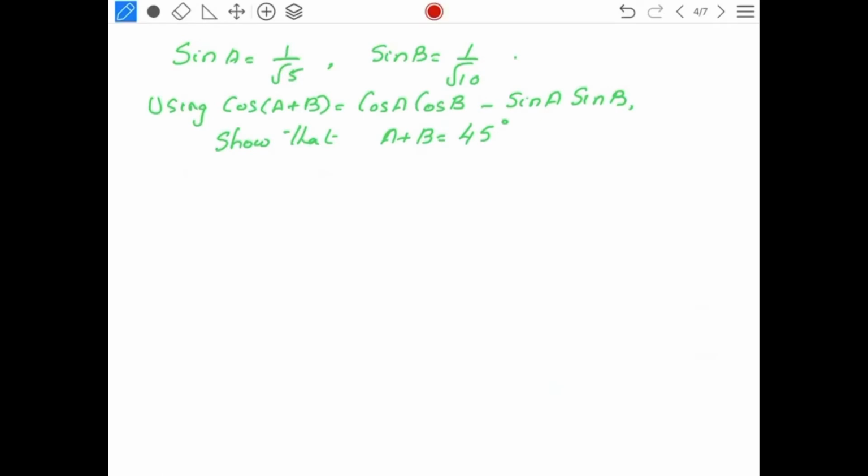Now here it is given sin A is equal to 1 by root 5 and sin B is equal to 1 by root 10. Now you have to again use another identity.